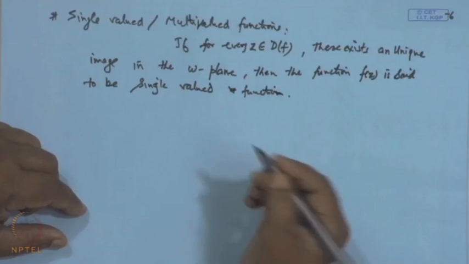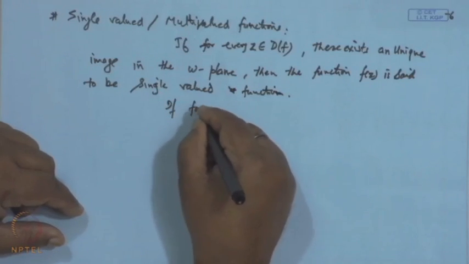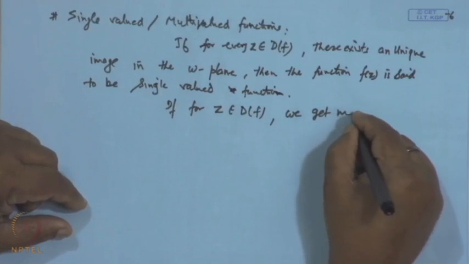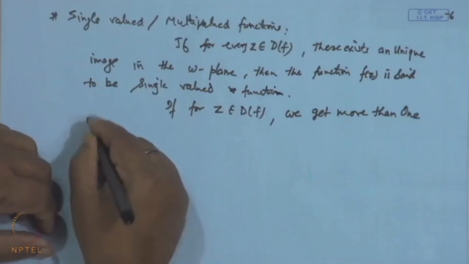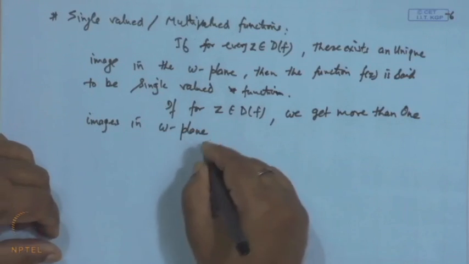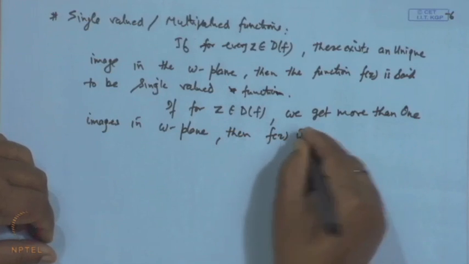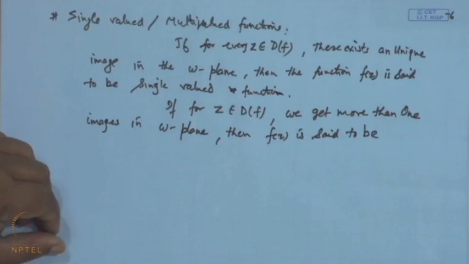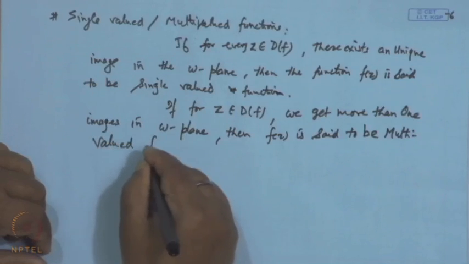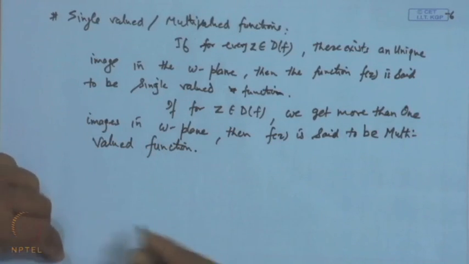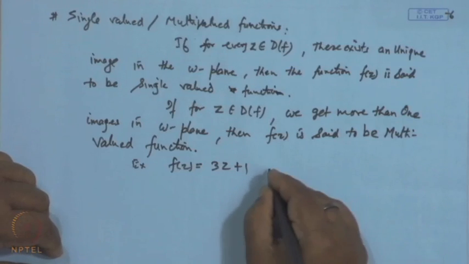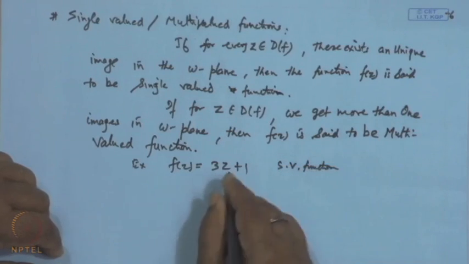Otherwise, multivalued, and if for z belonging to the domain of f, we get more than one image in the w plane, then the function f(z) is said to be a multivalued function. For example, f(z) is equal to say 3z plus 1. This is a single valued function. Corresponding to each z, we get only one image.